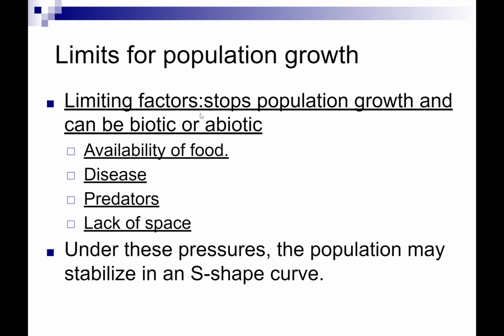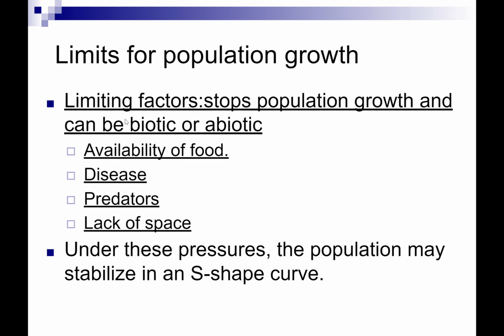Limiting factors stop a population from growing, and these could be biotic or abiotic factors. That could be because of food. There's not a lot of food, so the population goes down. It could be disease. When people get sick, they could die, and that causes the population to go down. Again, that's a limiting factor. And all of these are also limiting factors. Anything that causes people to die and causes the population to go down or stop growing is called a limiting factor.